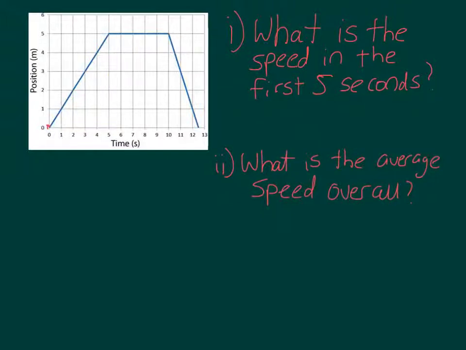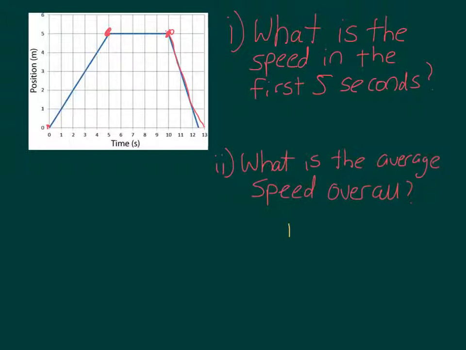So I'll just get rid of all the markings. Okay, so what we've seen is that we travelled up here. So we travelled 5 meters in the first 5 seconds. Now here, again, from 5 seconds till 10 seconds, which is here, we didn't travel anything. The gradient is 0, so the speed is 0. We then came back another 5 meters down here. So all in all, we travelled 10 meters.